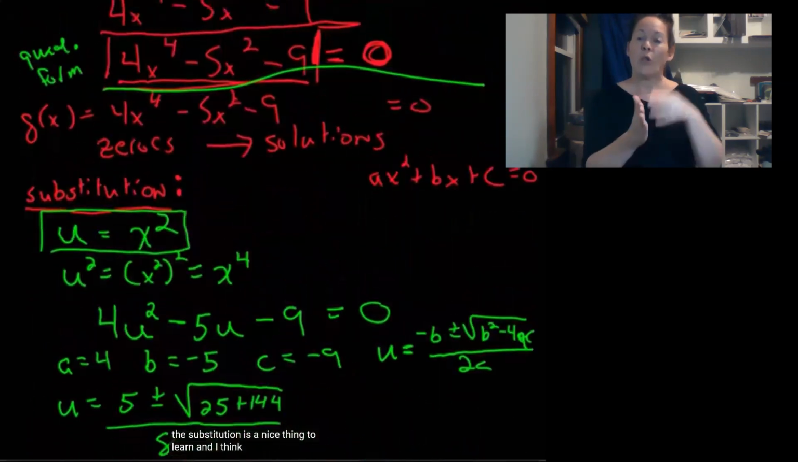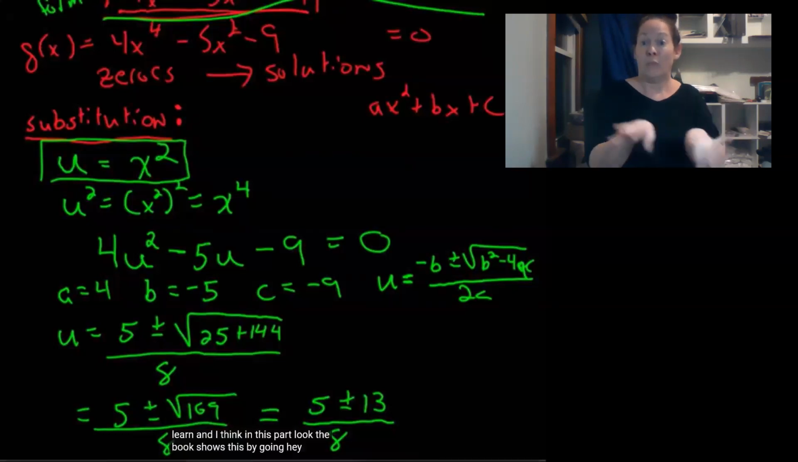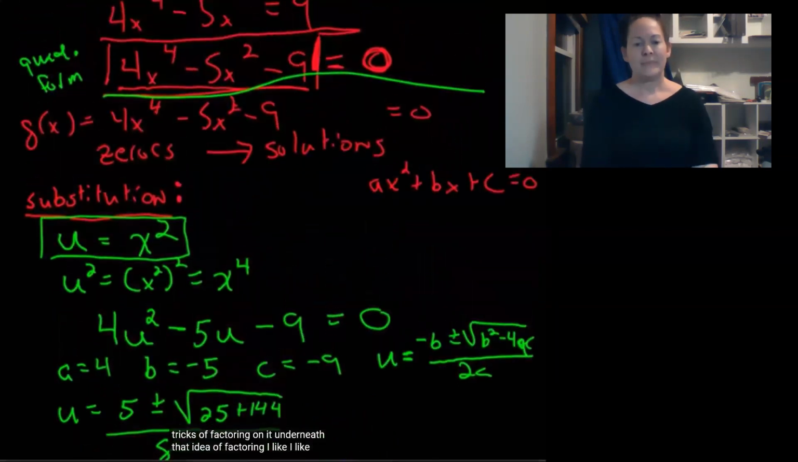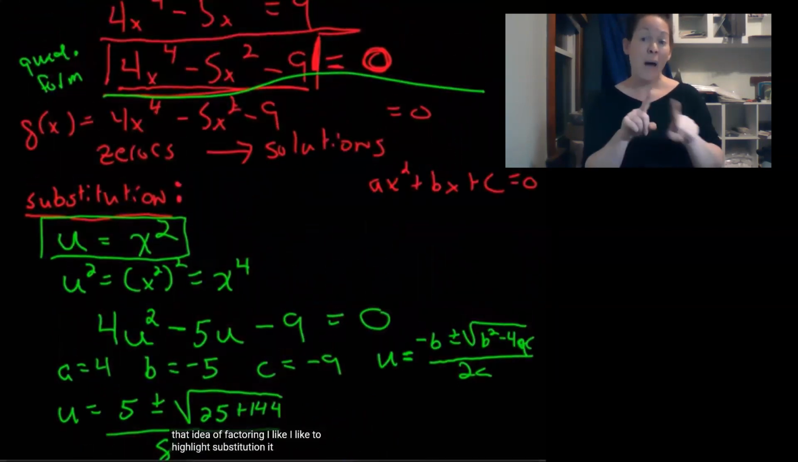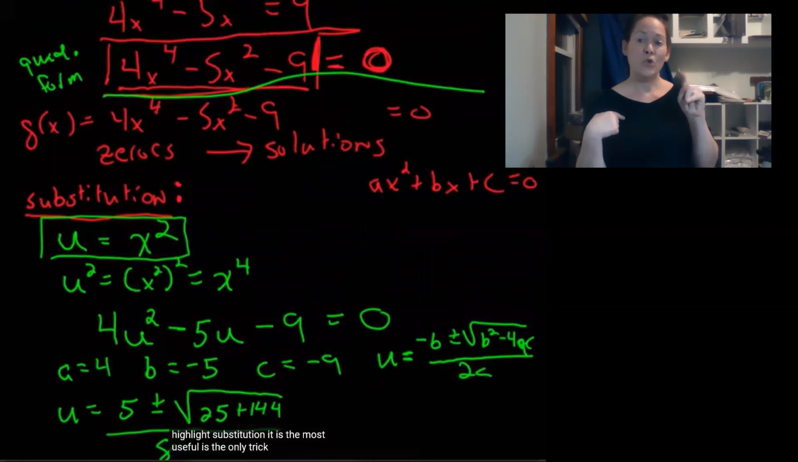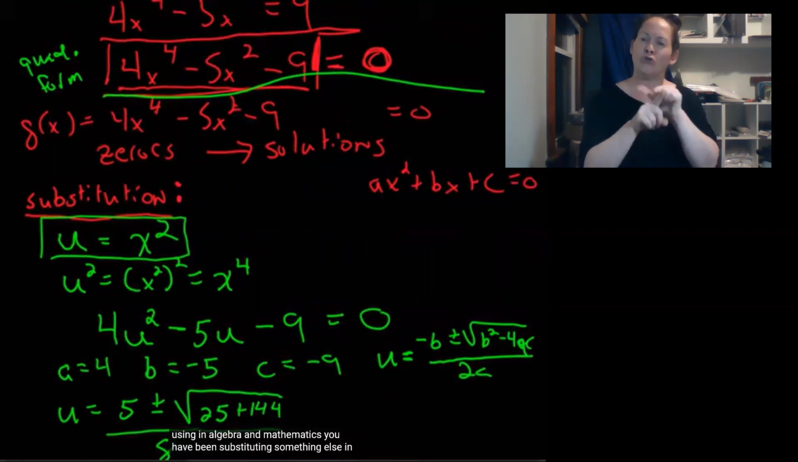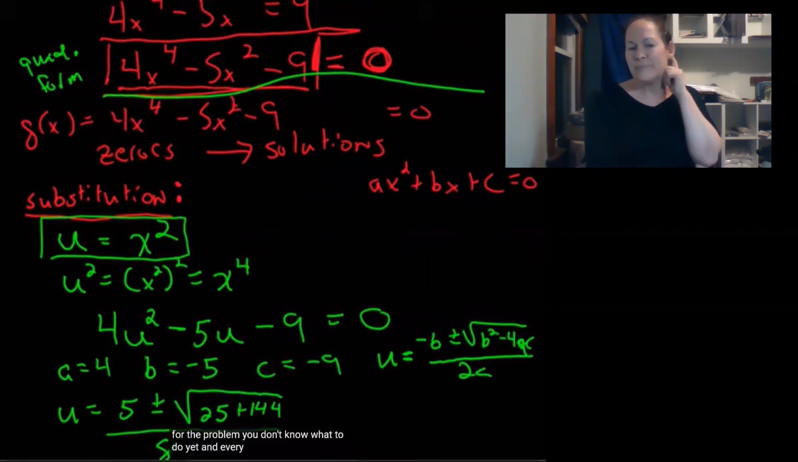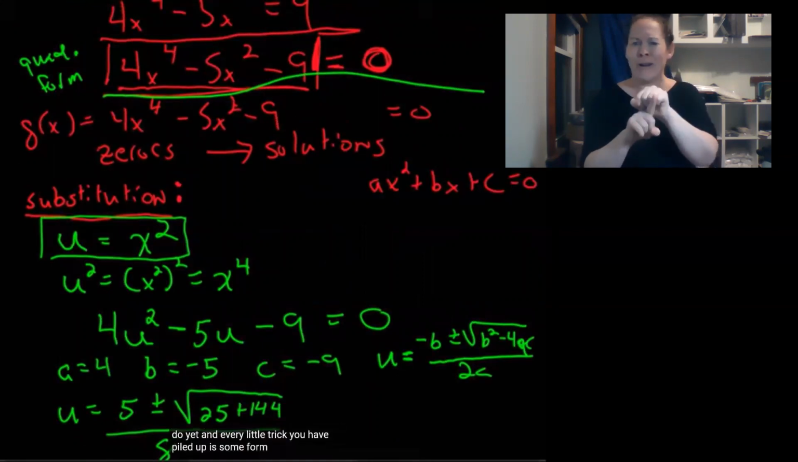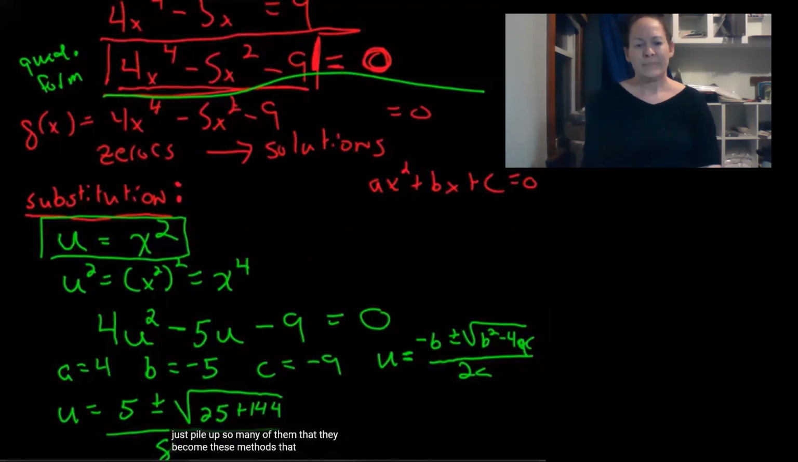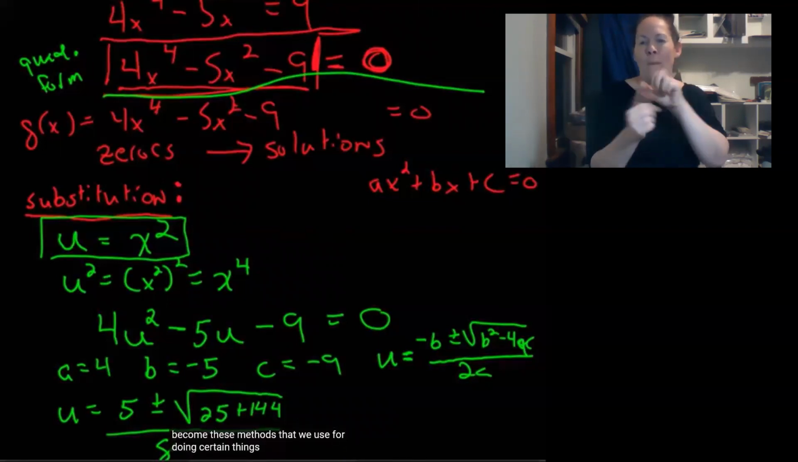And I think in this part, the book shows this by going, hey, you can factor this. This is a factorable thing. You pull it apart and they use the tricks of factoring on it. Underneath that idea of factoring, I like to highlight substitution. It is the most useful, it is the only trick you have been using in algebra and mathematics. You have been substituting something else in for the problem you don't know what to do with yet. And every little trick you have piled up is some form of substitution. We just pile up so many of them that they become these methods that we use for doing certain things.